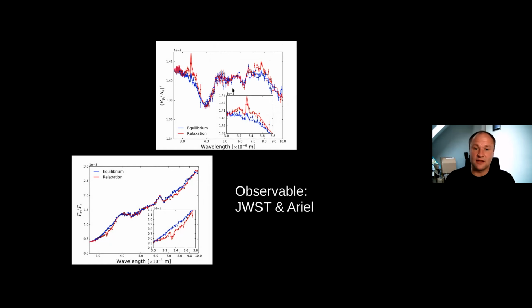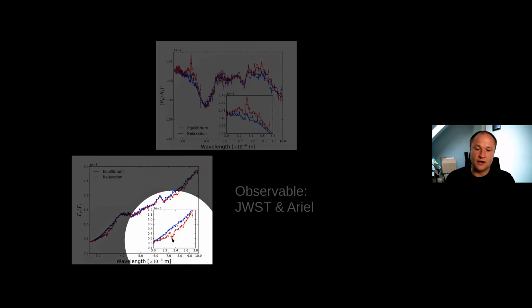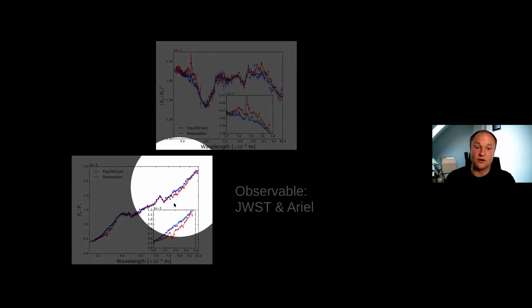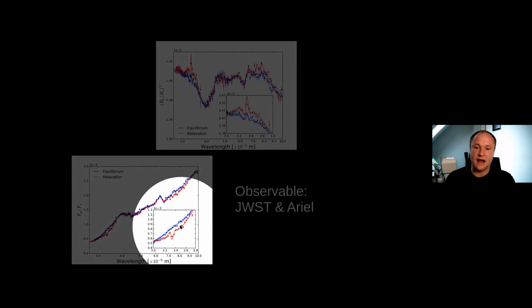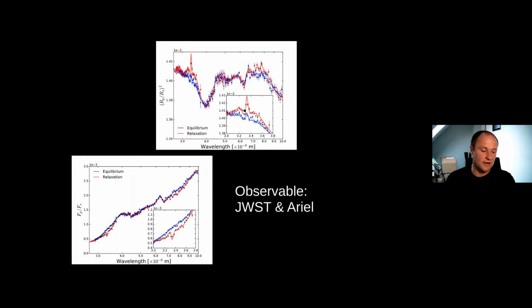We also did the same thing for Ariel, and here we zoom in on a particular region. In this case, this is emission, and we see this difference. These are both JWST, sorry, but we also did the same calculations for Ariel. So emission and transmission should be able to detect this.